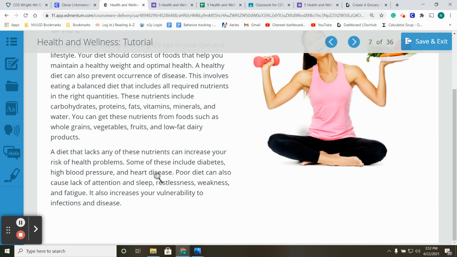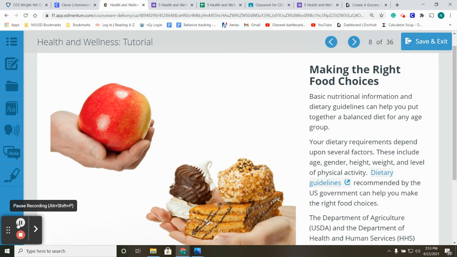A diet that lacks any of the nutrients can increase your risk of health problems. Some of these include diabetes, high blood pressure, and heart disease. Poor diet can also cause lack of attention and sleep, restlessness, weakness, and fatigue. It also increases your vulnerability to infections and diseases.